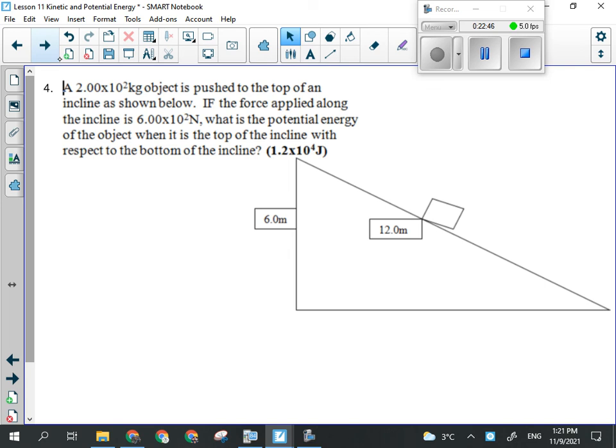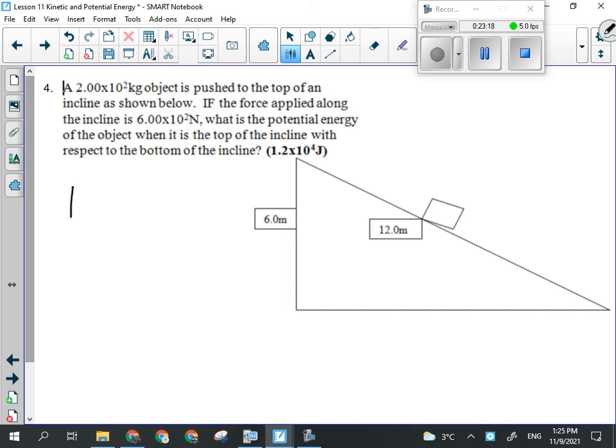All right, I want you guys to try that one. It's a little bit different. It's still a change in energy question, but you have to do a little tiny bit of force stuff in it. So, it just wants us to know what is the potential energy of the object when it's at the top of the incline with respect to the bottom. I don't even need any of the stuff that came before that except the mass. I don't need to know about that force that was used and applied. I just want to calculate the potential energy at the top.